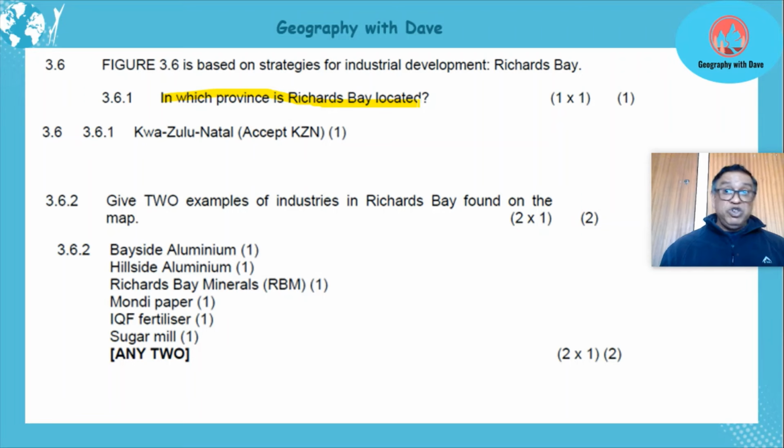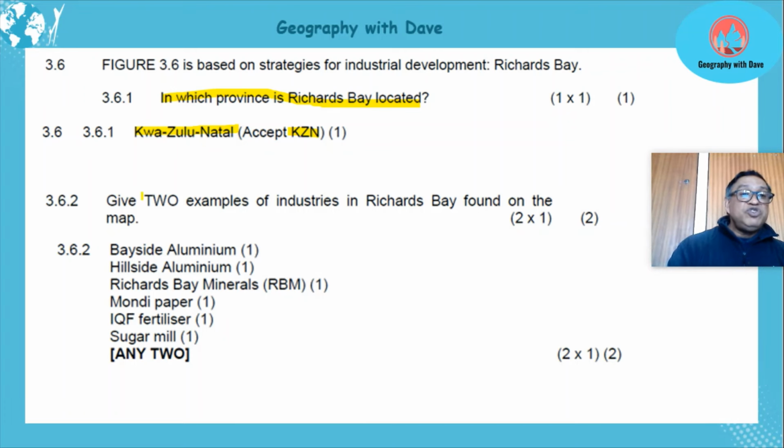Fine. We're not using the word SDI that the examiners have set on Richards Bay. Do not just stop and say, I cannot answer this. Which province? You know already. From the SDI, you know it's in KwaZulu-Natal. And I know memos say accept KZN. Learners, I want you to write KwaZulu-Natal.